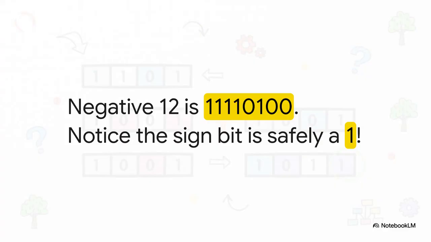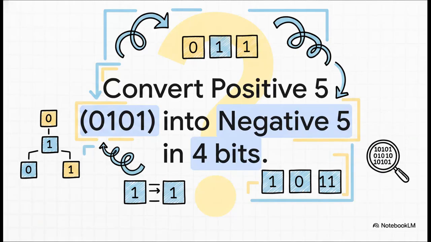Negative 12 is 11110100. If you use the shortcut trick, you'd copy the 0, and the first one starting from the right, and then you just flip everything else to the left. Oh, and always do a quick sanity check. Did your leftmost sign bit appropriately end up as a 1? Yes, it did. Okay, let's hit a snappy second challenge.